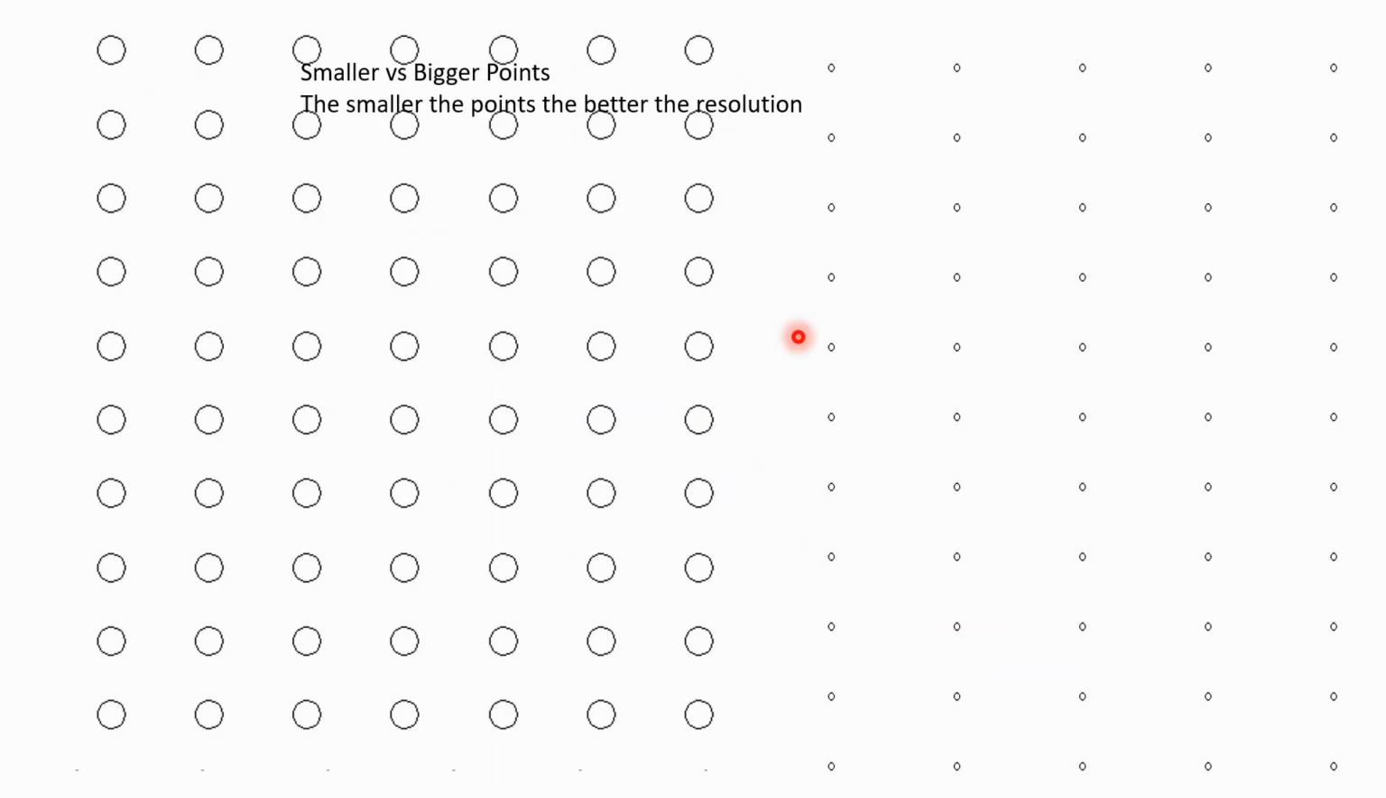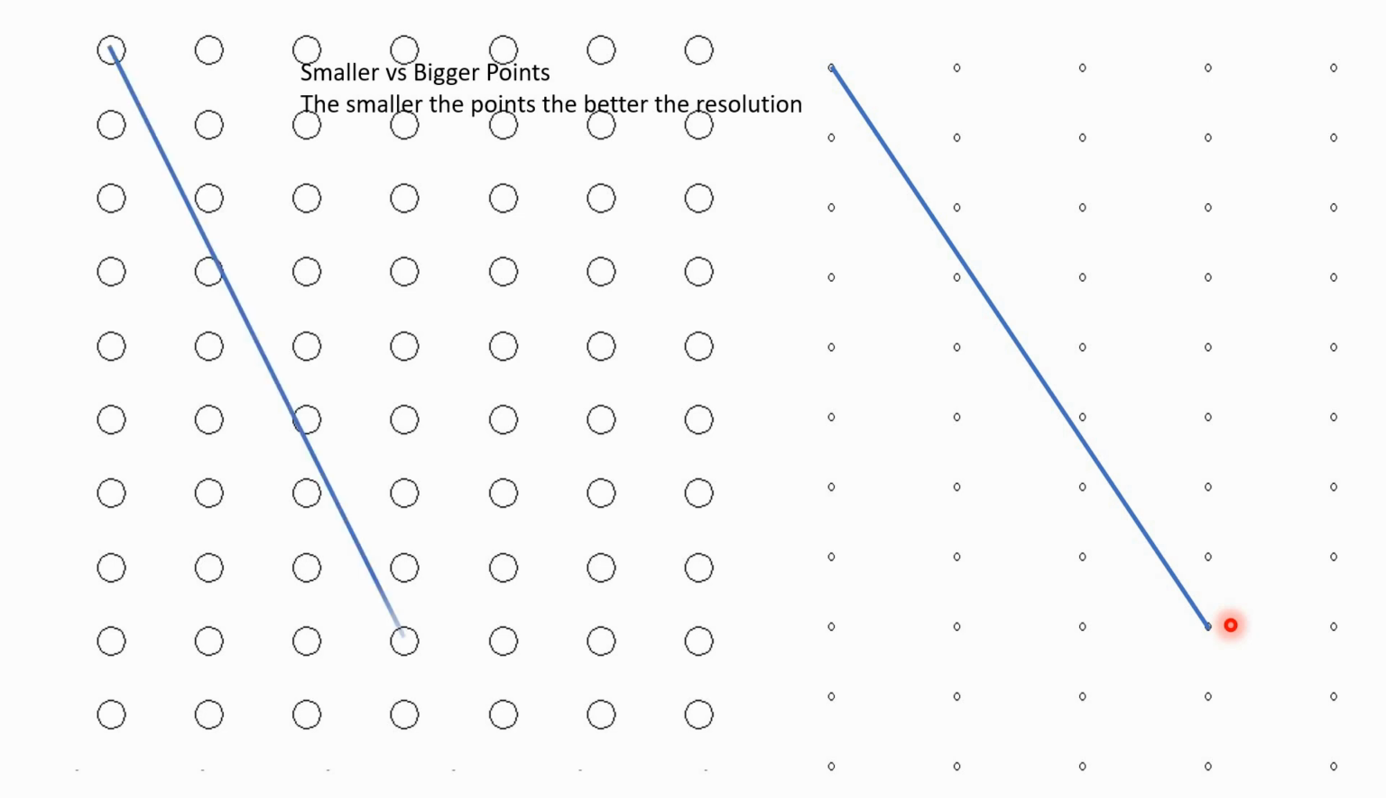Now let's come to the smaller points versus bigger points. The smaller the points, the better the resolution. For example, here you connect these 2 points and you see it doesn't cut any other point in between these 2 points. If you use bigger points, then it may touch other points on the way, which are not the actual points that fall in between these 2 points. Your result or your calculation will be inaccurate if you use thicker lines or bigger points.